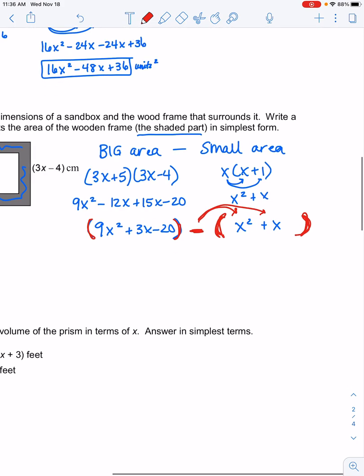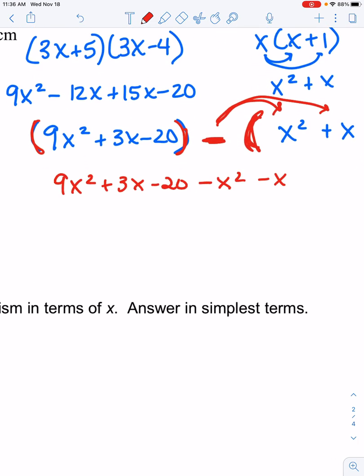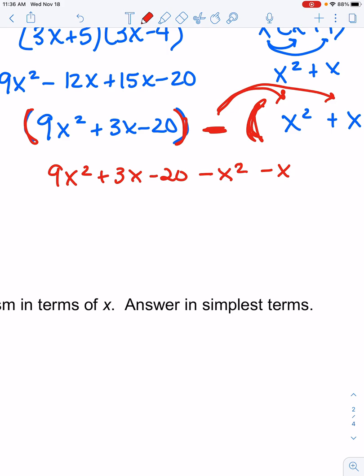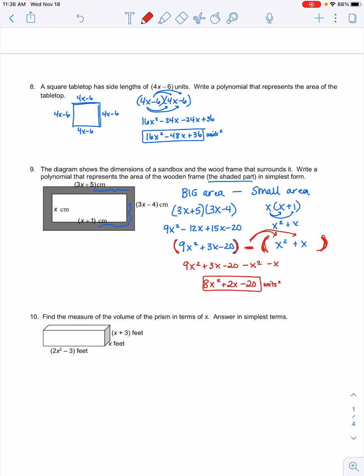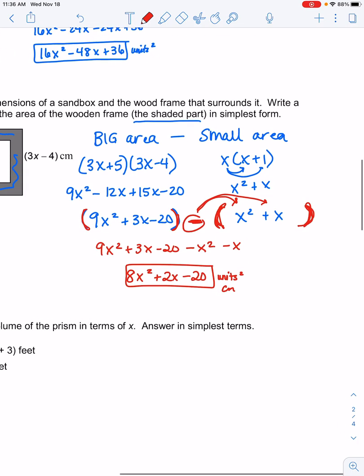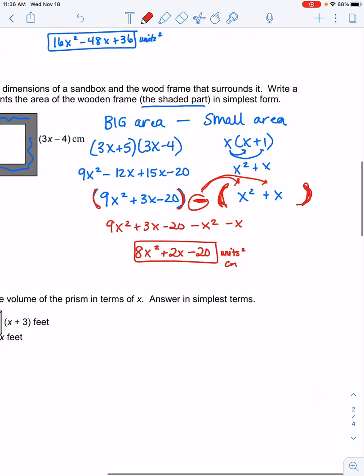distributed. Okay, so I'm going to go ahead and just rewrite the whole first part, but when I go to subtract that whole right-hand side, the whole small area, I need to subtract x squared and subtract the x. Okay, so now I'm able to combine like terms one final time, and I get 8x squared plus 2x minus 20 units squared. Okay, or I guess it's centimeters, sorry. But that's a piece a lot of people forget, is to distribute this negative right here, because it's a subtraction symbol, but remember, it's kind of a negative at the same time.